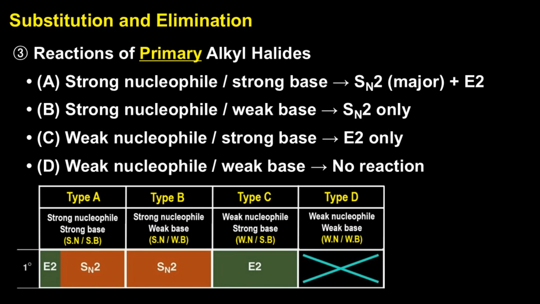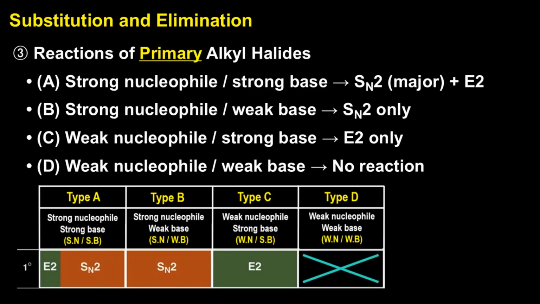No elimination here, just clean substitution. But if the nucleophile is weak and the base is strong, things shift. Now you get E2 only. The base acts more like a proton grabber than a carbon attacker. And finally, if both the nucleophile and base are weak, there just isn't enough driving force. So in most cases, no reaction happens at all.